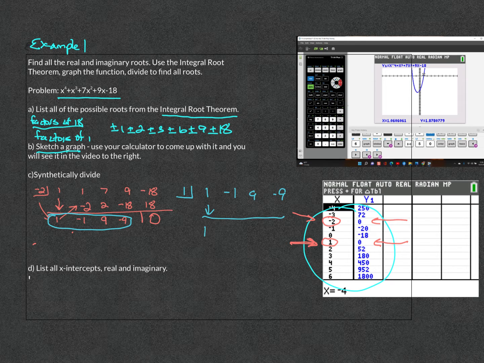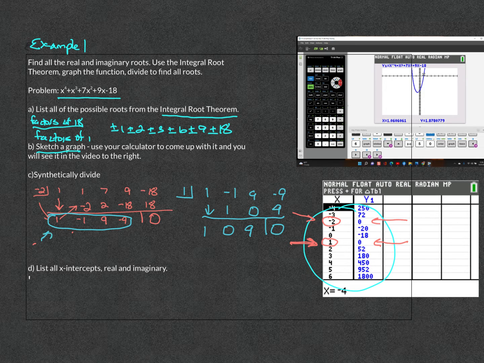I'm going to drop down my 1. 1 times 1 is 1. Put that up there. That equals 0 when you add them. 1 times 0 is 0. 9 plus 0 is 9. And then 9 times 1 is 9. And so we have no remainder again.